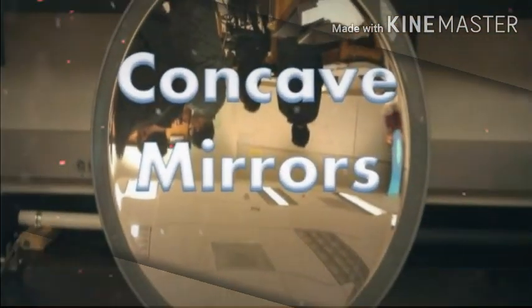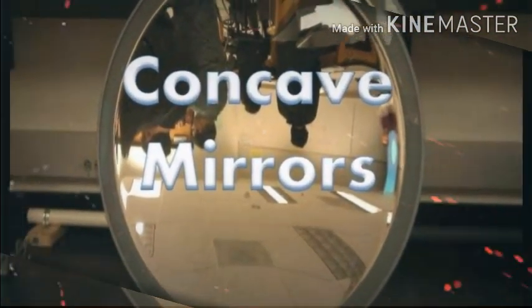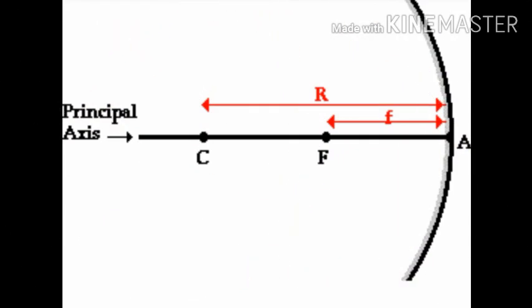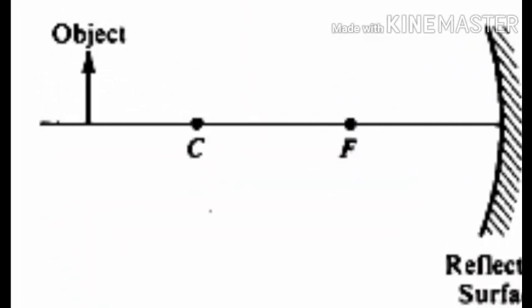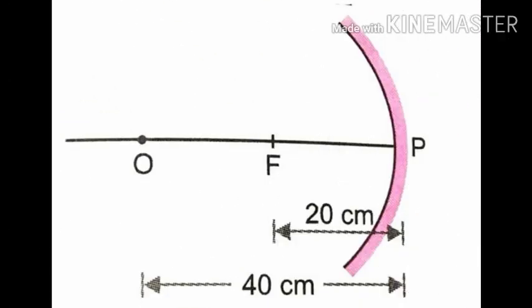In case of this concave mirror, we can consider 6 different positions of the object. That is, we can place the object at 6 different positions in front of this concave mirror, and depending upon those positions, different types of images are obtained, which we have to discuss with the help of ray diagrams.